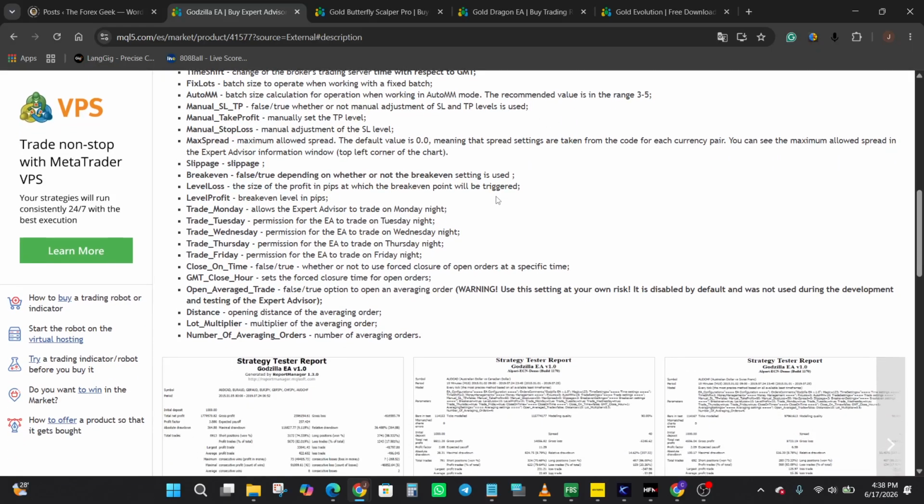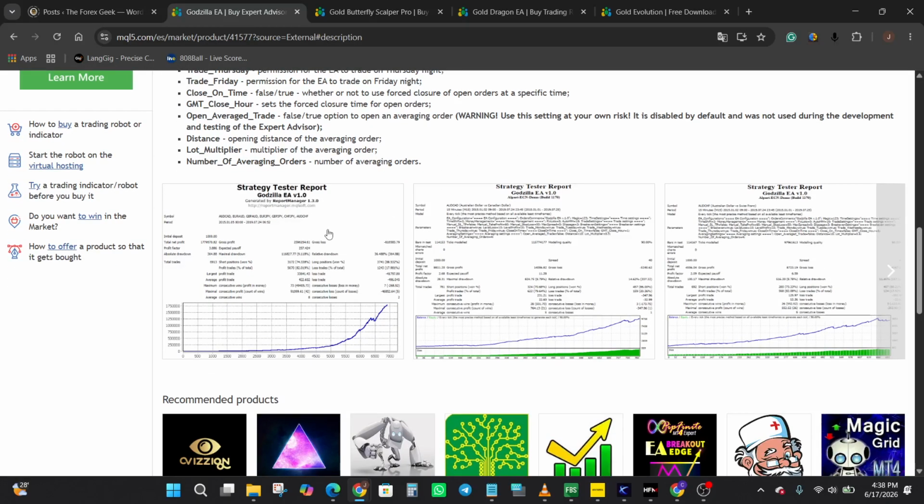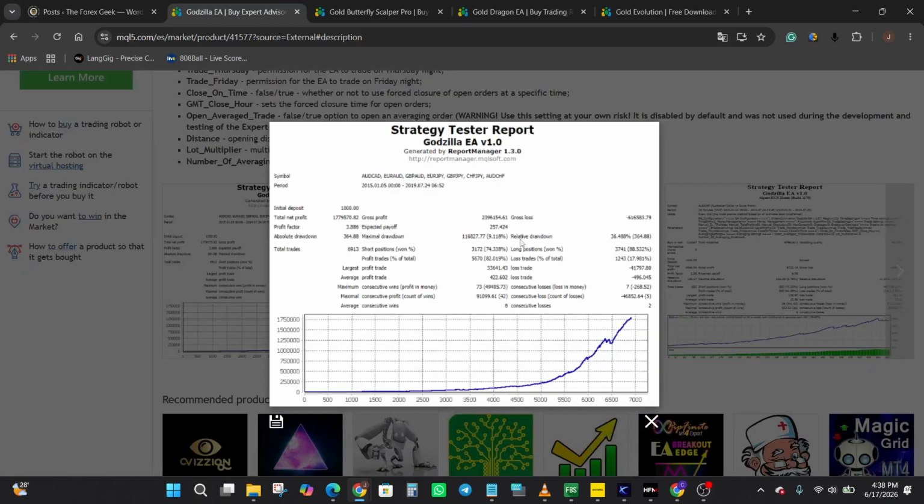Now, moving over to the backtesting section, this is where we can evaluate the historical testing performance provided for the system. Whenever I review any EA, I like to treat backtests as historical analysis rather than proof of future performance. They can provide useful insight into how a strategy behaved under past market conditions, but they should always be viewed with realistic expectations. Now, let us start by looking at the provided results here.